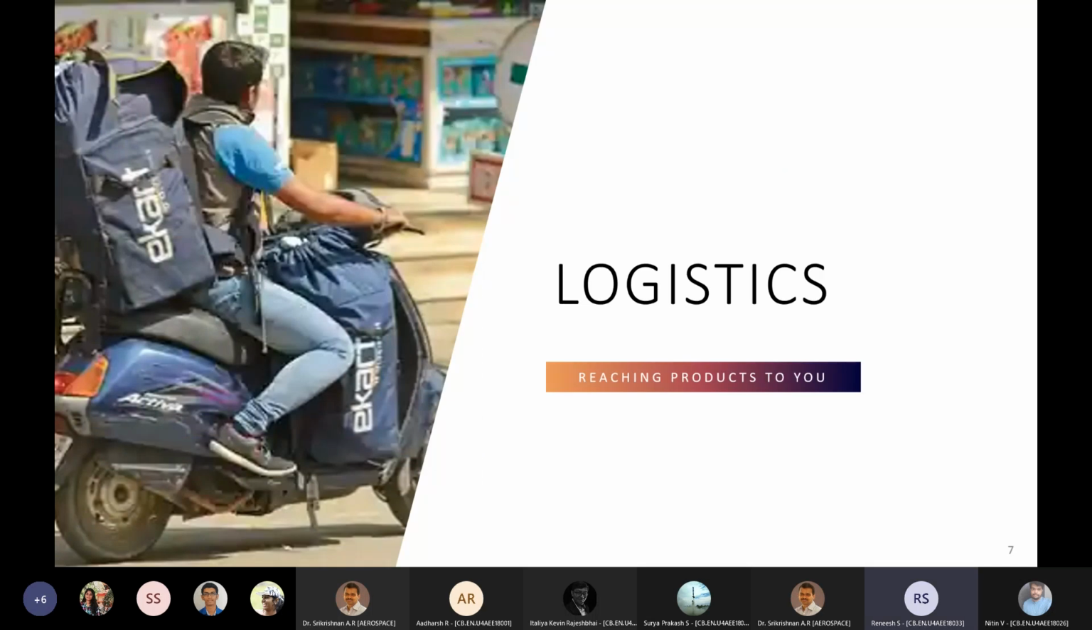Next slide. The shipping and delivery process is involved in the logistics of this Flipkart company. The logistics of the Flipkart company is handled by its logistics arm, which is eCart. Next slide.